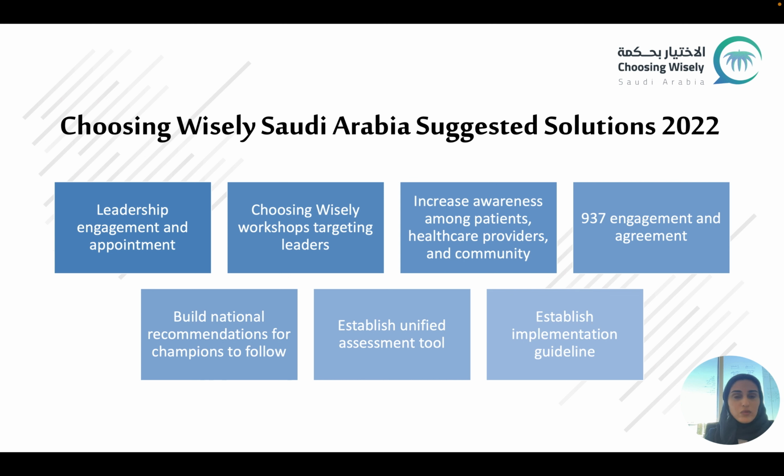And also we engaged 937, the call center of the Ministry of Health, and made an agreement on how to receive and deal with those complaints. And also build national recommendations for champions to follow. We used to follow recommendations from international entities, but we started creating our own recommendations in collaboration with the scientific societies within the Kingdom of Saudi Arabia. And also establishing a unified assessment tool for all the champions to follow, so we can have unified work in the kingdom. Last but not least is establishing an implementation guideline, which was a cornerstone for all the champions, both those newly engaged in the campaign and those we already had.